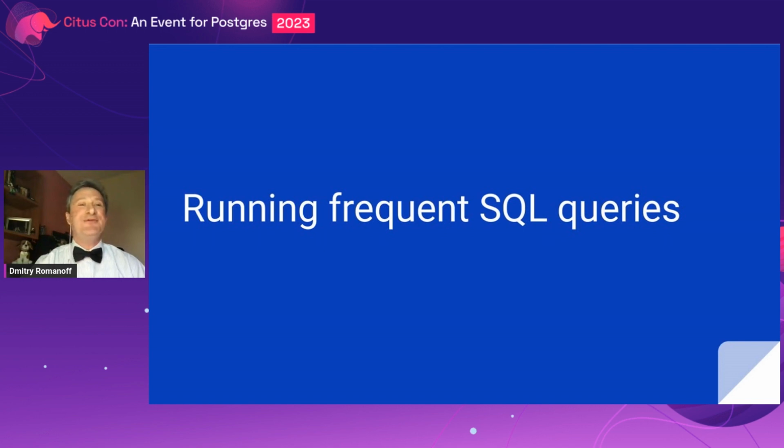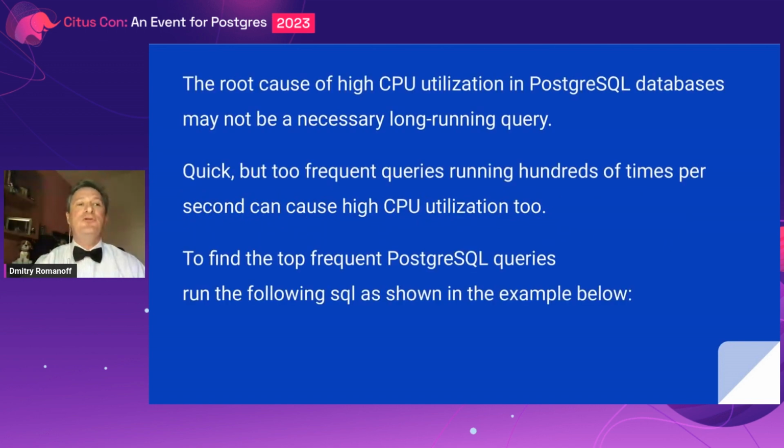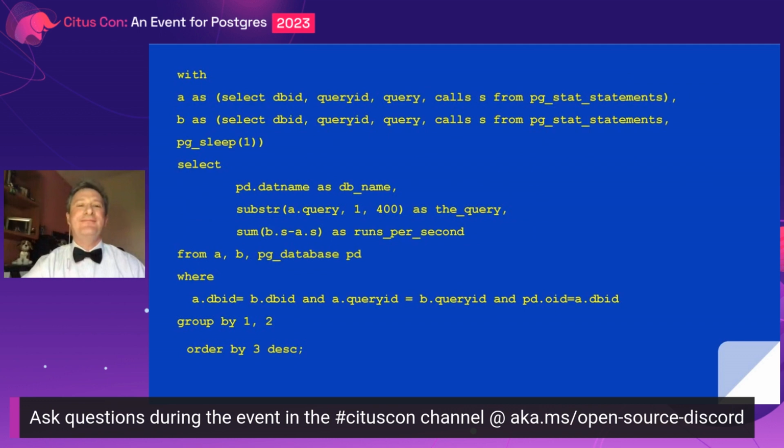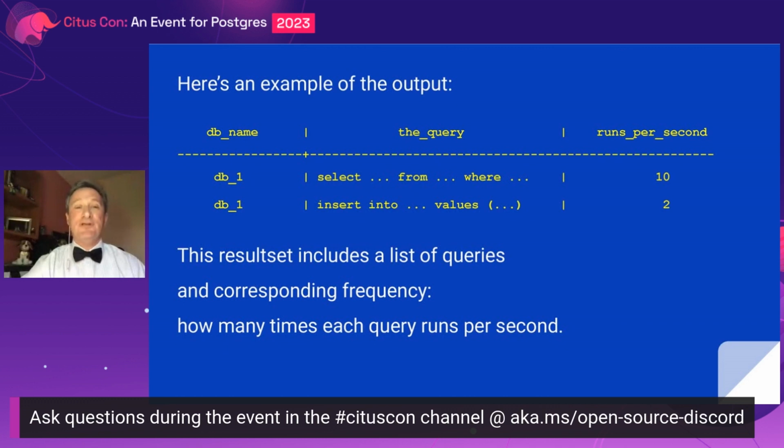Running frequent SQL queries. The root cause of high CPU utilization in Postgres databases may not necessarily be a long-running query. Quick but too frequent queries, running hundreds of times per second, can cause high CPU utilization too. To find the top frequent Postgres queries, run the following SQL as shown in the example below. Here is an example of the output.